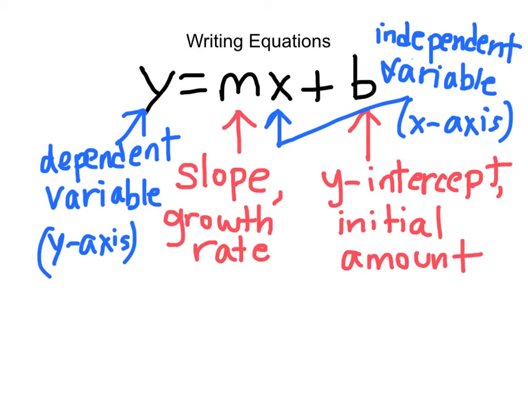M is the slope, or in other words, the growth rate. B is the y-intercept, or in other words, the initial amount. X is going to be our independent variable. That's the variable that we would plot along the x-axis. And then y will represent the dependent variable, which goes on the y-axis, the vertical up and down.